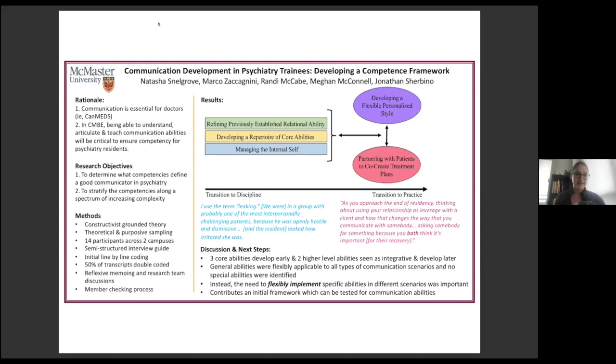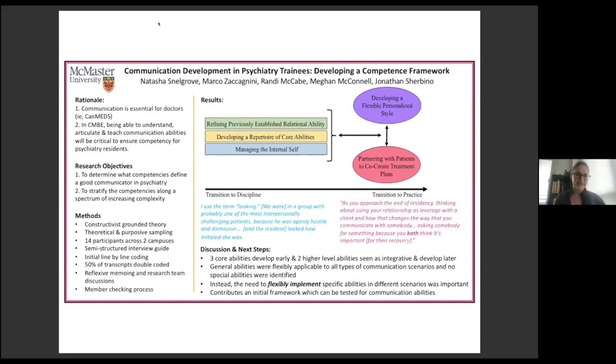In terms of methods, we used a constructivist grounded theory approach and used theoretical and purposive sampling. I had 14 participants across both McMaster Psychiatry residency campuses, Hamilton and Waterloo, which comprised 9 psychiatrists, 5 psychologists, and 1 social worker, all who supervise residents on core psychiatry or psychotherapy rotations.